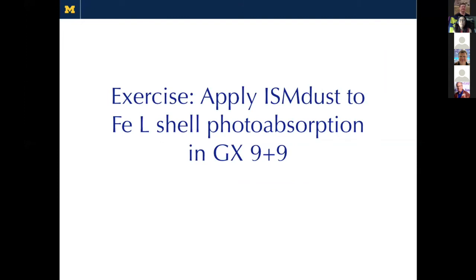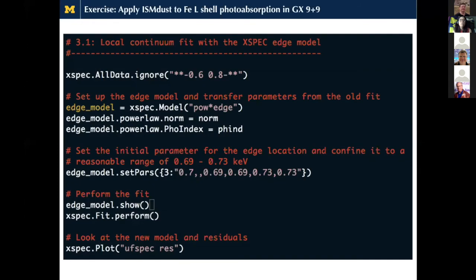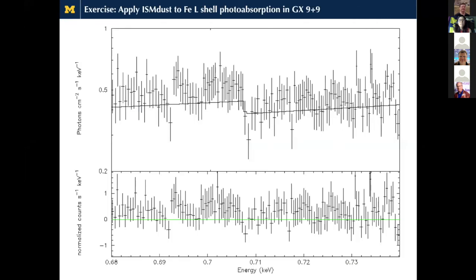Okay, so I'll just go through some quick local fits that I did to iron L. Here I do a fit using an edge model, which is the simplest model you get for photoabsorption. It's just a step function. So this is where we see L shell absorption. It does okay. Also, I've binned this data by a lot just for visual purposes, so I recommend checking it out with less binning.